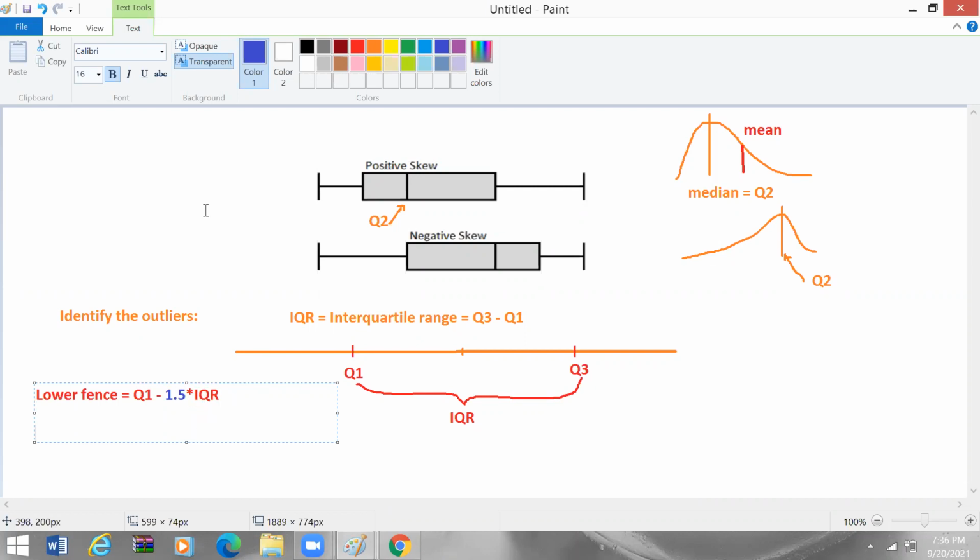The same thing applies for the upper fence. We do the same setup: we take Q3, and then we add 1.5 times the IQR as well.